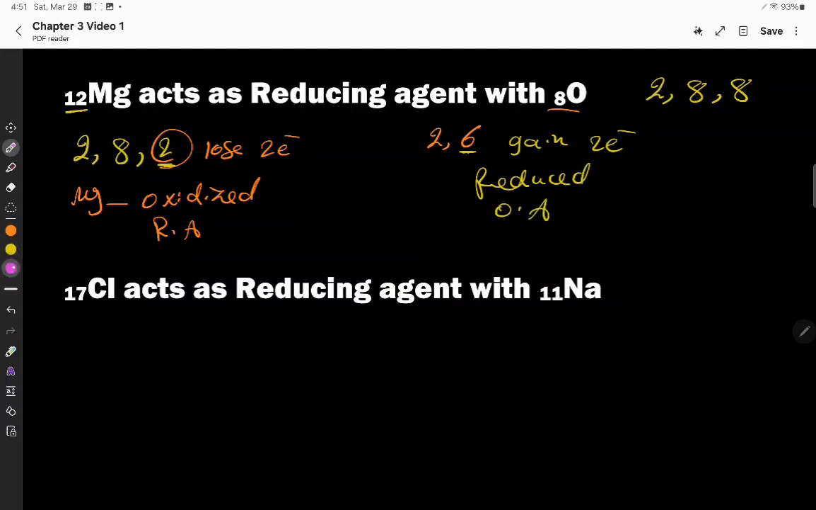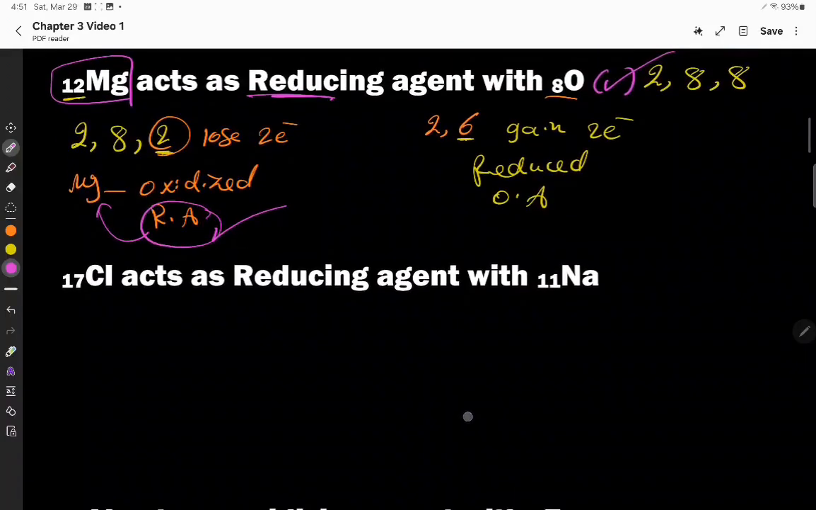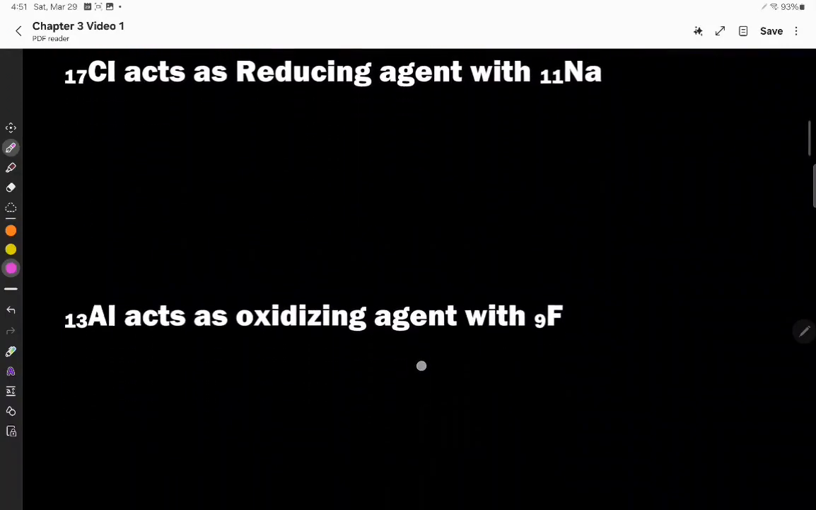Now the question says Mg acts as a reducing agent. Is Mg reducing agent? Yes, this question should be true. Let's look at the second one here. Also, if this question tells you O acts as oxidizing agent, yes, it will be oxidizing agent with magnesium.